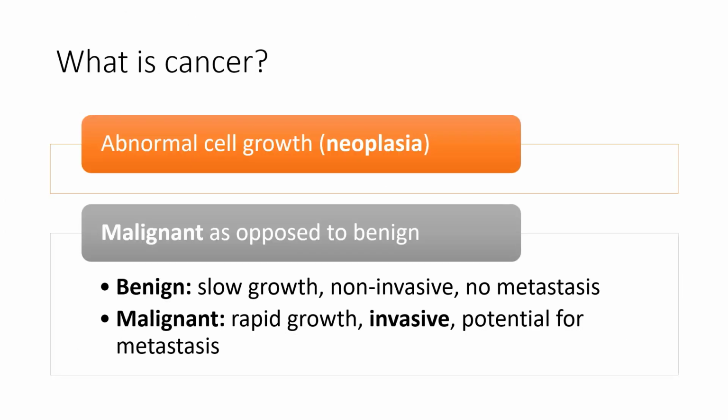A neoplasia is an abnormal cell growth, and this abnormal cell growth or neoplasia may be benign or malignant. The difference in benign and malignant is that benign has a slow growth, it's non-invasive, and it does not metastasize. Conversely, malignant tumors have rapid growth, they invade and destroy tissue, and they have the potential for metastasis.